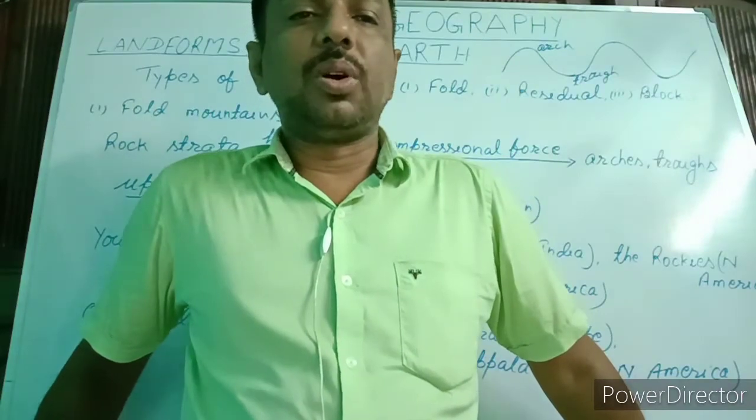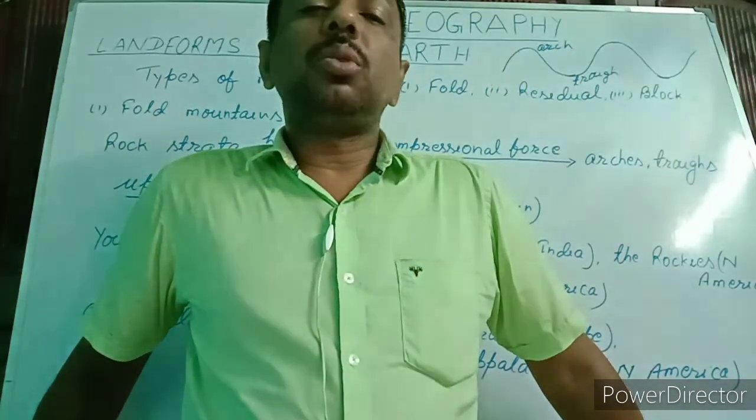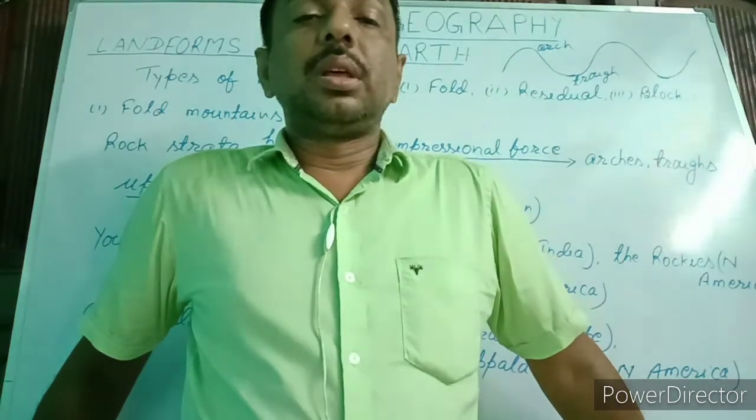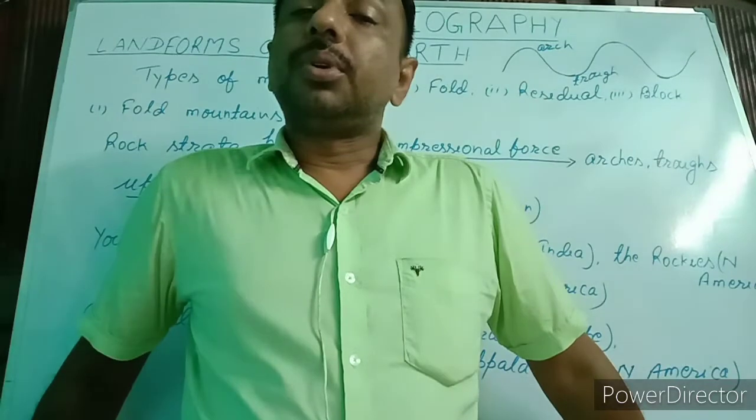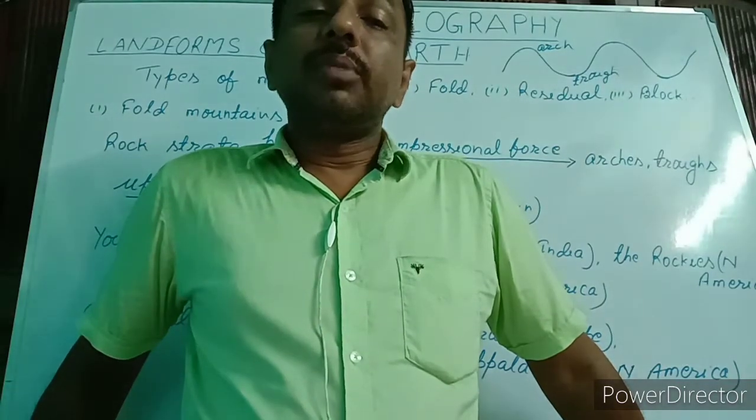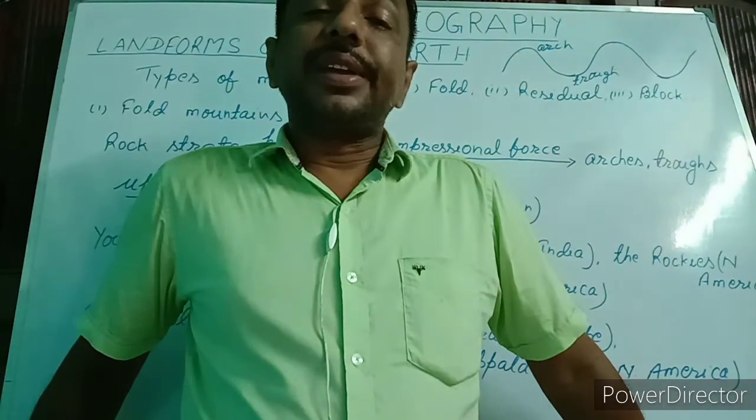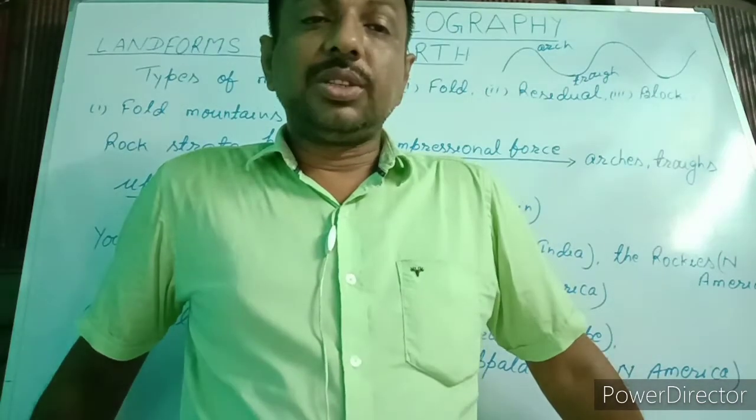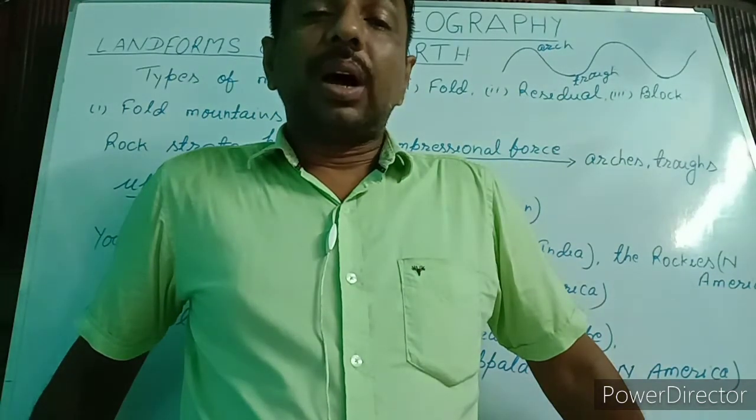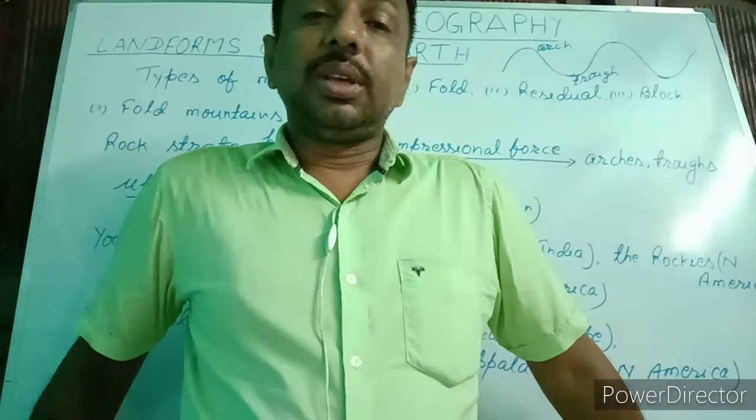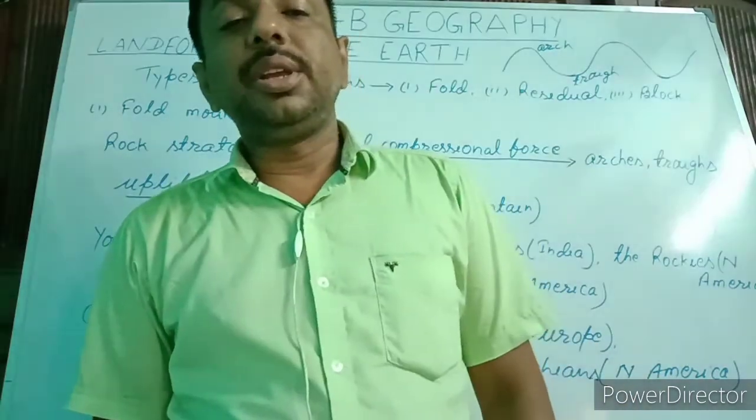Second type of fold mountain is old fold mountains. As the name is given old, it means the height of this kind of fold mountain does not increase. Why does it not increase? Because that horizontal compressional force is static now. It does not continue, so the upliftment of arches is stopped. Therefore, the height of the old fold mountains does not increase.